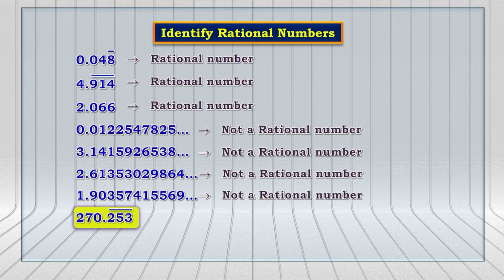270.253, with a bar on top of 253. That means 253 is repeating. So this number is non-terminating but recurring. Whenever a number is non-terminating but recurring, it will definitely be a rational number. So this is going to be a rational number.